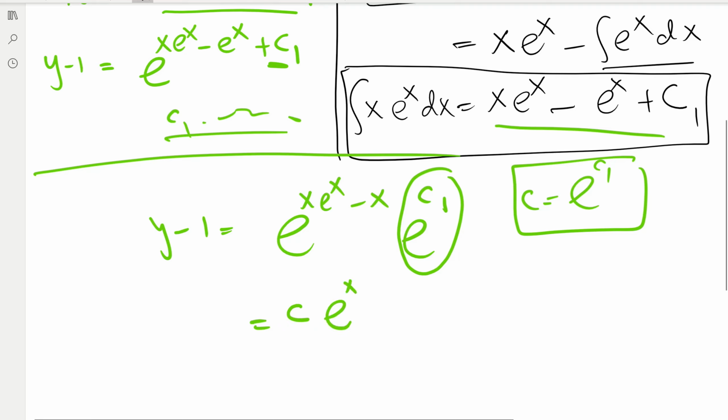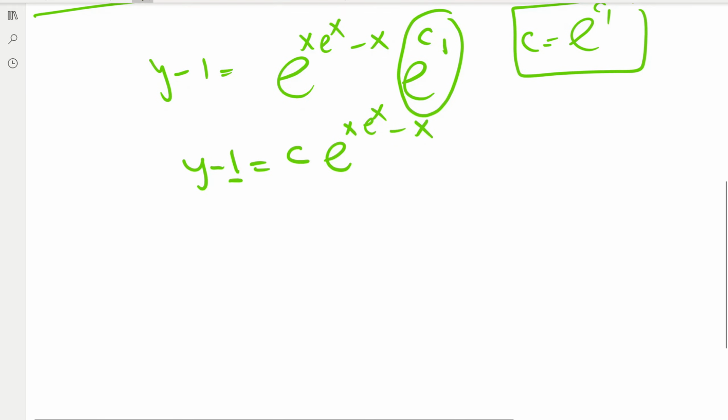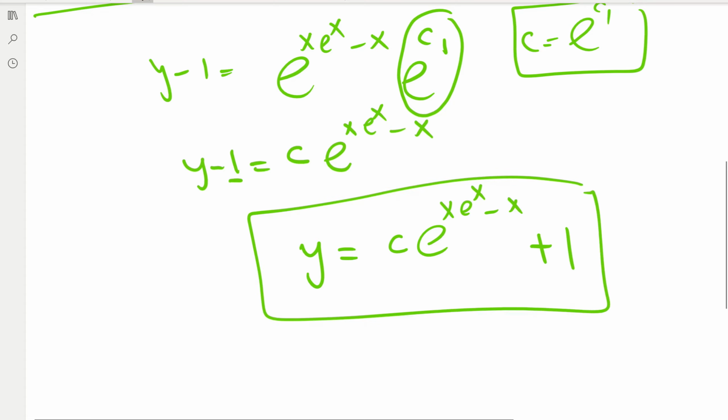So c e^(x e^x minus e^x) is equal to y minus 1. Okay, so this is a little bit messy. So let's take minus 1 to the right hand side to get the explicit solution. y is equal to c times e^(x e^x minus e^x) plus 1. Okay, perfect. So this is the explicit solution for the differential equation.